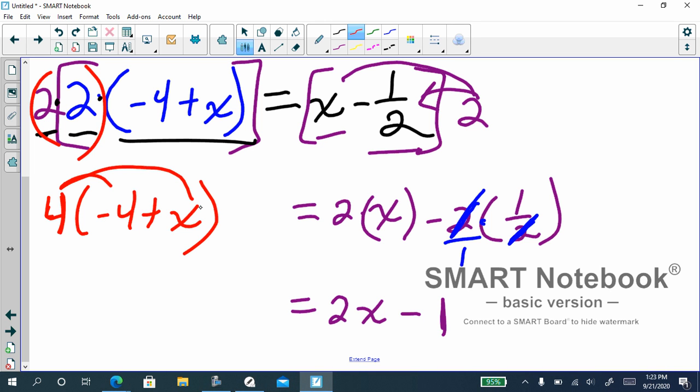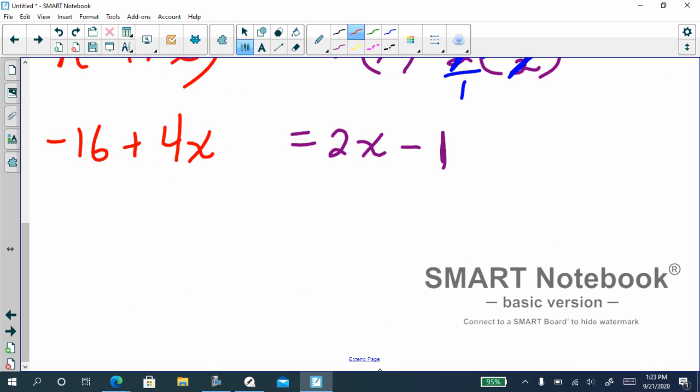So 4 times -4, well, a +4 times a -4 is negative. And 4 times 4 is 16. And then 4 times x is 4x. So we made our fractions go away, and then we made our parentheses go away. So then we want to, neither side simplifies. Those are not alike, so we can't combine any like terms right now.